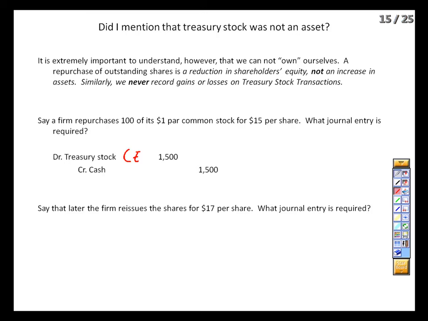Now let's fast forward to the point in the future where we decide to reissue those shares for $17 each. Huzzah! We're $2 a share ahead. However, this isn't an asset, and we can't recognize a gain or a loss on it. So, when we debit our cash for $1,700, we will credit treasury stock for $1,500, the amount that we actually have in the T account, and we'll plug the extra $200 into what? Into APIC. This isn't a gain. We're treating this as if those shares had actually been issued for $2 more way back when we originally issued the shares.